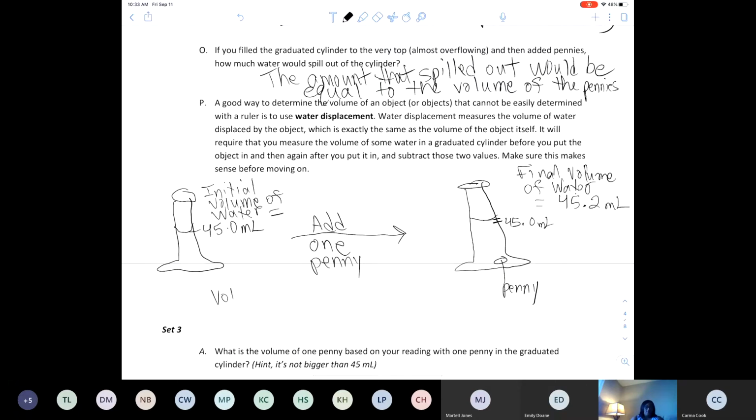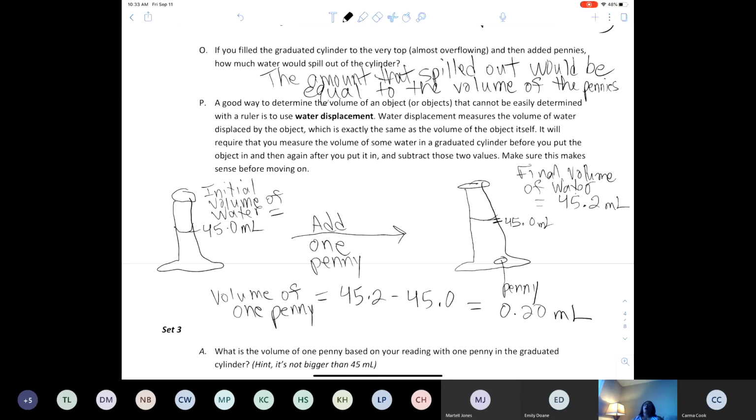And so the volume of 1 penny is therefore equal to 45.2 minus 45.0, which is 0.2 milliliters. So that's how you use the water displacement method to determine the volume of an object.